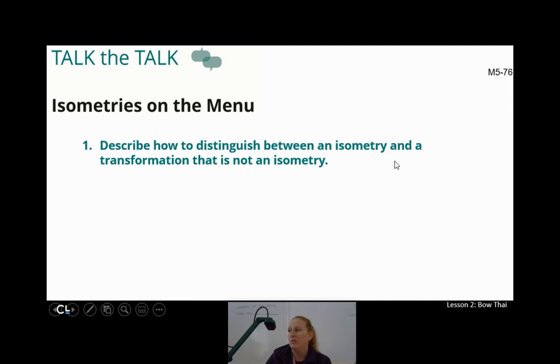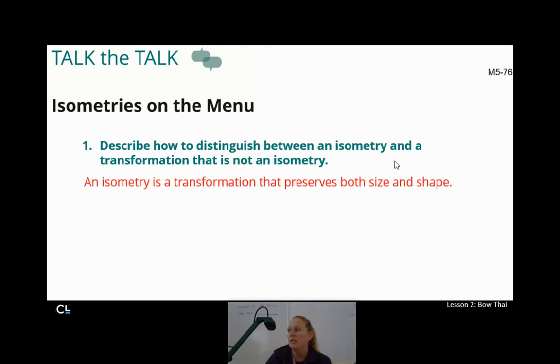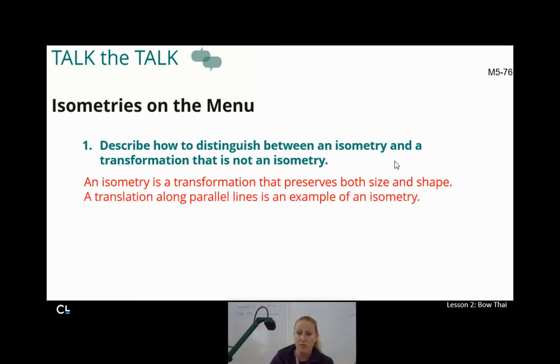So I just made a few notes. I said an isometry is a transformation that preserves both size and shape. And I even wrote an example. I said a translation along parallel lines is an example of an isometry. It doesn't change size, it doesn't change shape.